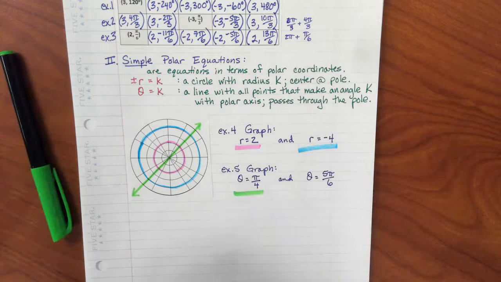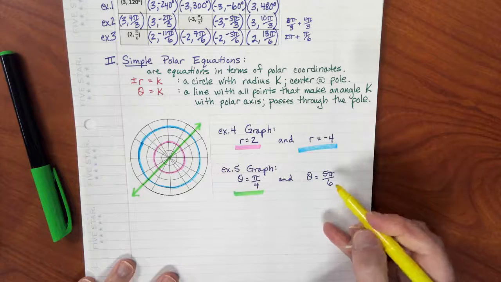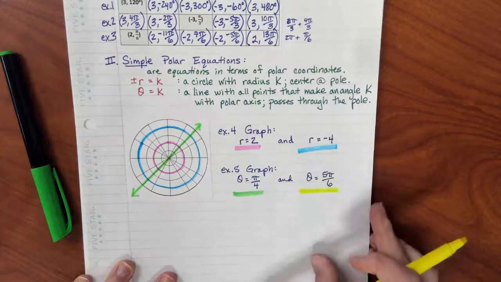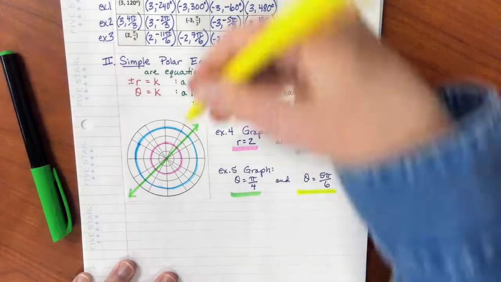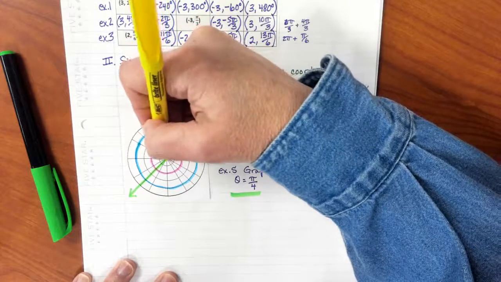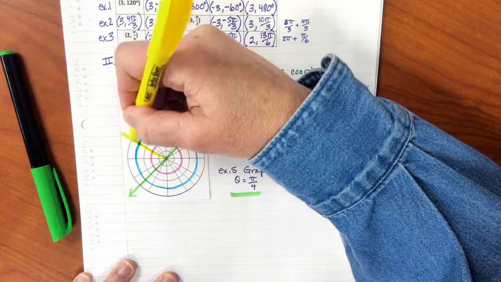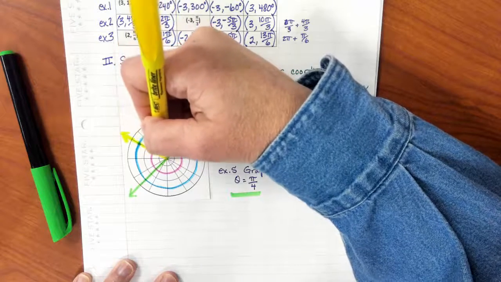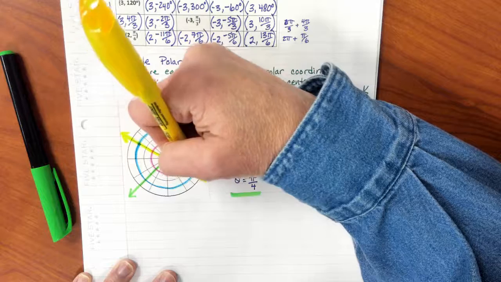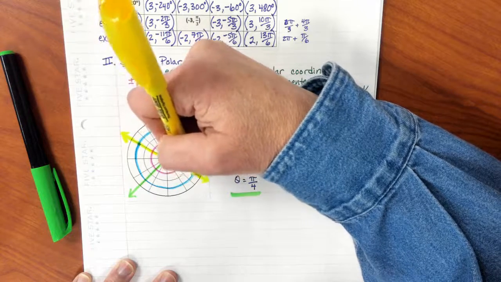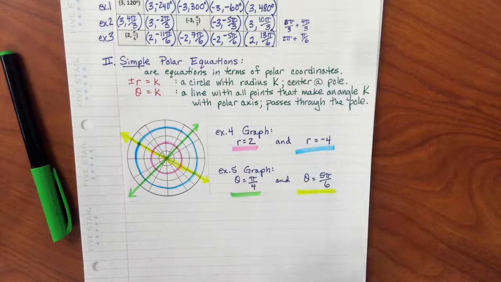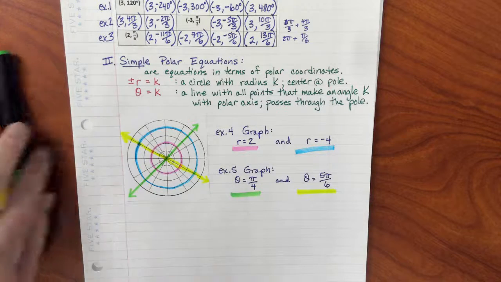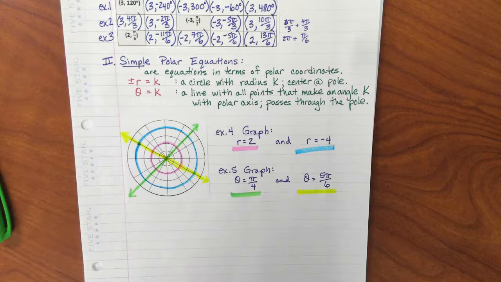If I want to graph the line theta equals 5 pi over 6, 5 pi over 6 is in quadrant 2, so I'm going to come over to 5 pi over 6, draw that line, and then simply extend it in the other direction. Okay, those are easy equations. We're going to do some that are a little trickier later.